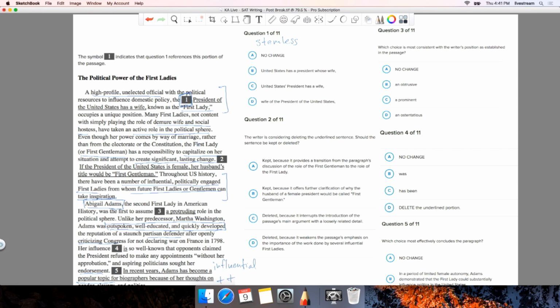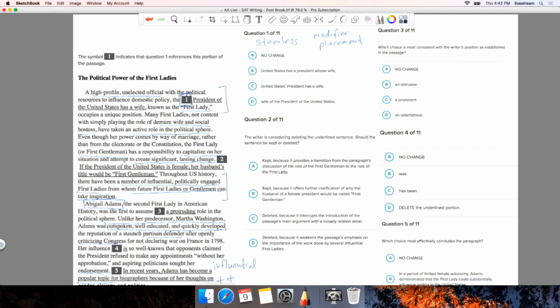So a high-profile unelected official with the political resources to influence domestic policy, the President of the United States has a wife, known as the First Lady, occupies a unique position. So that probably sounds weird to you, but why does it sound weird? Well, there's an issue here called modifier placement. And that really means that you have a phrase that's meant to modify an object, and it's pretty far from what it's supposed to modify.